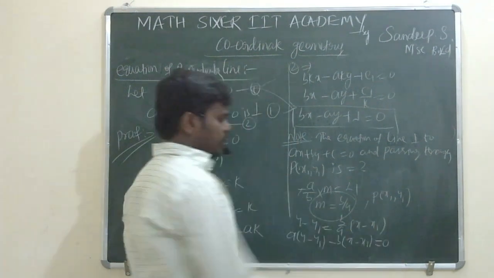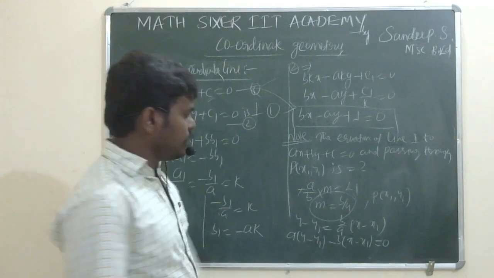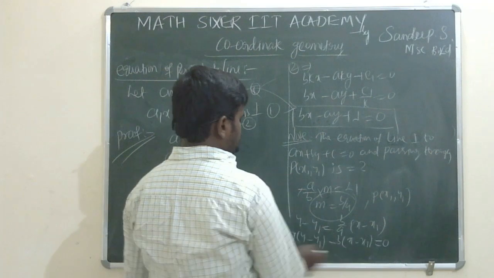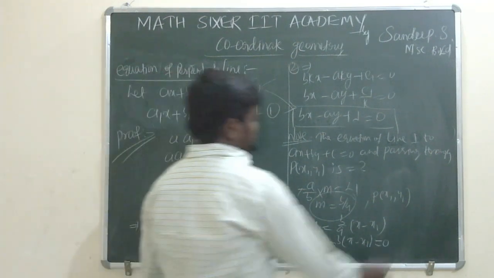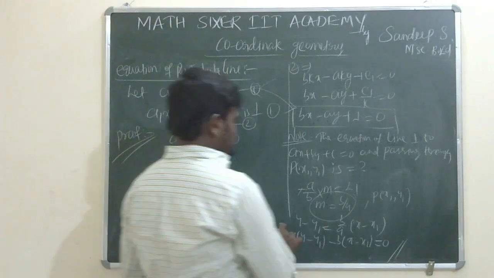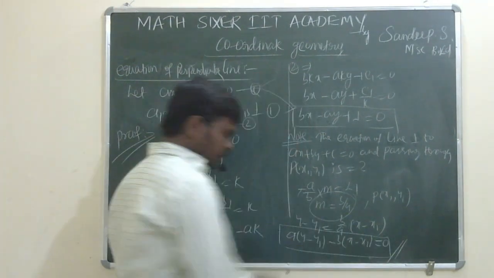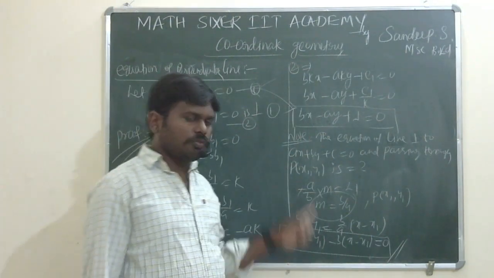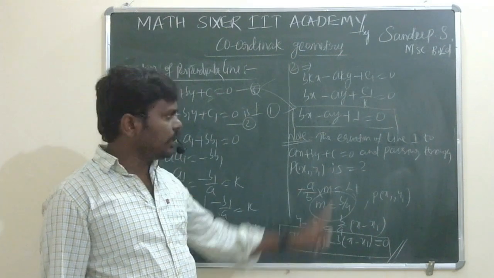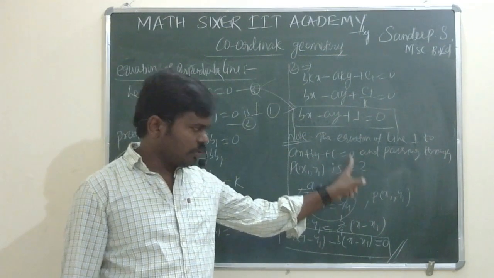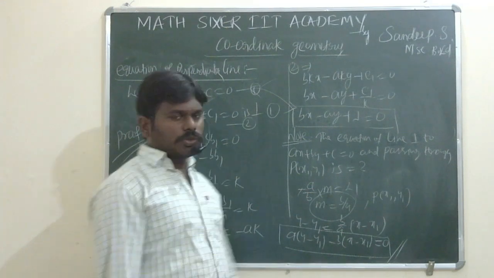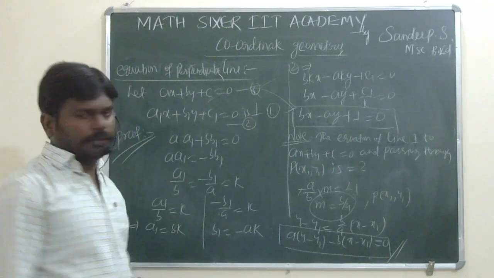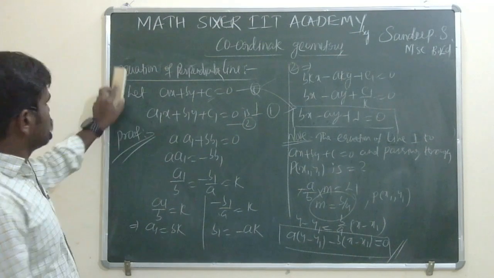Or else, on the RHS you can write b into (x minus x1) minus a into (y minus y1). Okay, so anything is the same. So this is the equation of a straight line which is perpendicular to ax plus by plus c is equal to 0 and which is passing through the point x1 comma y1. Okay, so this is about the perpendicularity. Okay, so next.